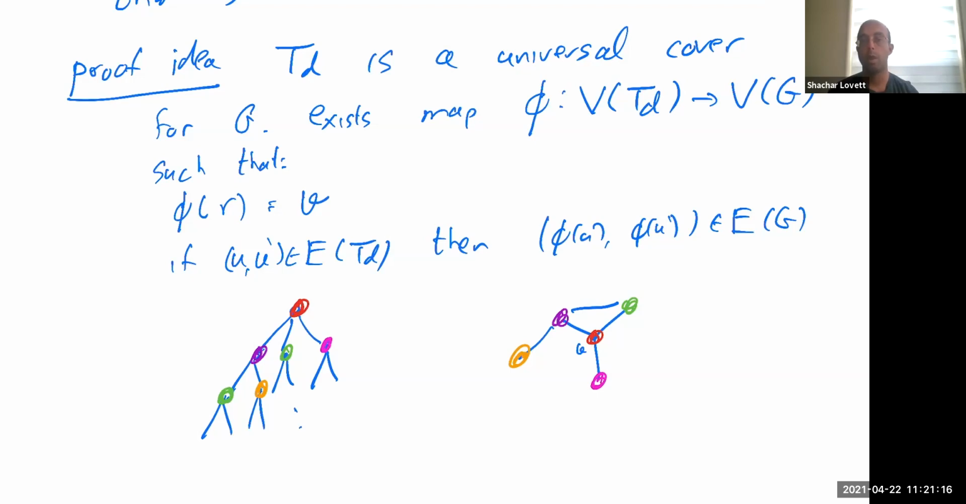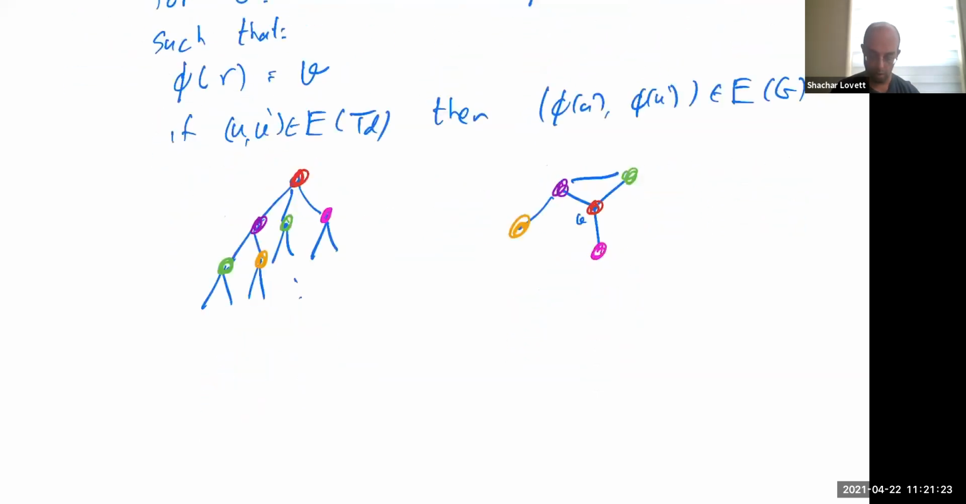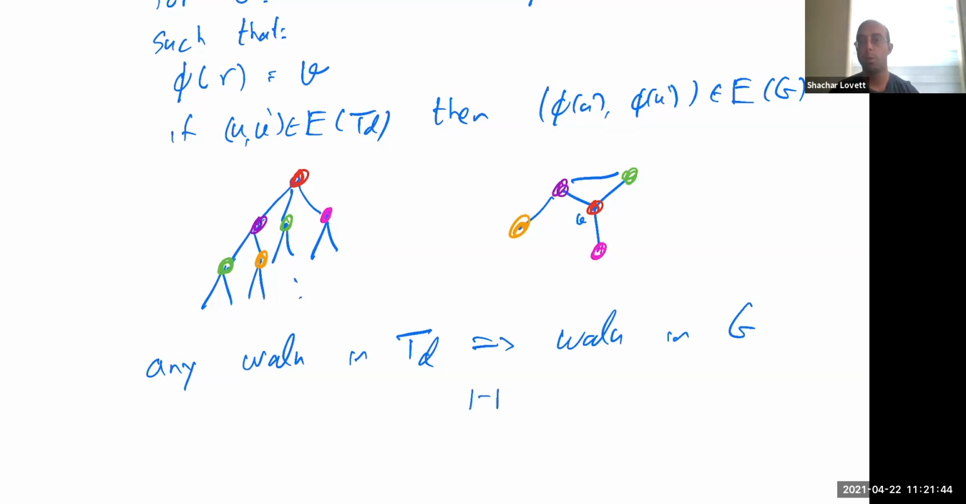And what's the point of doing that? The point is that any walk in T_D maps to a walk in this graph G. And in fact, it maps in a way that's one-to-one, so that distinct walks in this D-regular infinite tree map to distinct walks in G. So in particular, any closed walk in the D-regular infinite tree maps to a distinct closed walk in this graph G. So this gives a lower bound on the number of closed walks in the graph G.